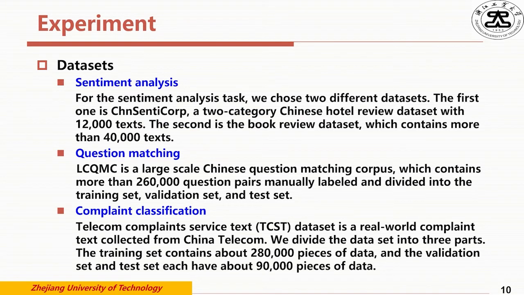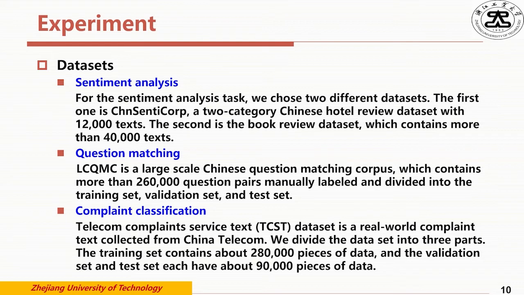Next is the experimental part. This paper mainly uses 4 data sets. The first 3 data sets are public data sets. The complaint classification data set is made of real-world complaint texts collected from China Telecom. We divide the data set into 3 parts. The training set contains about 280,000 pieces of data, and the validation set and the test set each have about 90,000 pieces of data.